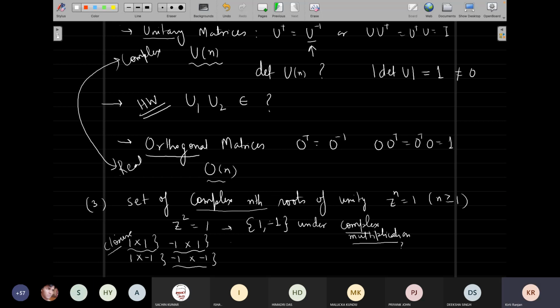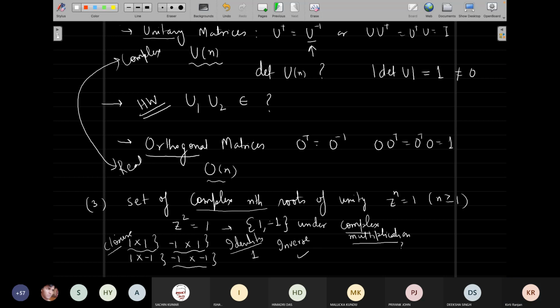Second property, identity. Under multiplication, what will that be? 1. What about the inverse? What will be the inverse of 1? 1. What is the inverse of minus 1? Minus 1. So minus 1 is its own inverse. The identity element is always equal to its own inverse as well, so the inverses exist. Associative nature: I do not need to worry about 1 into minus 1 into 1, whether it is equal regardless of what ordering I apply.